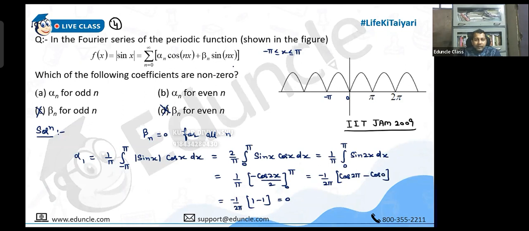It comes out to be 0. And they are asking us about non-zero. It means alpha n is not equal to 0 for even n, because for odd n, it is coming out to be 0. That is the answer. So no need to calculate alpha n. You can check it for alpha 1 or alpha 2.